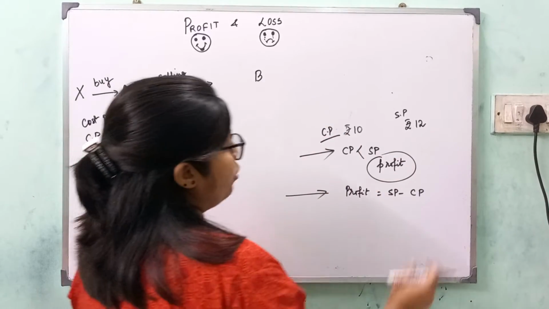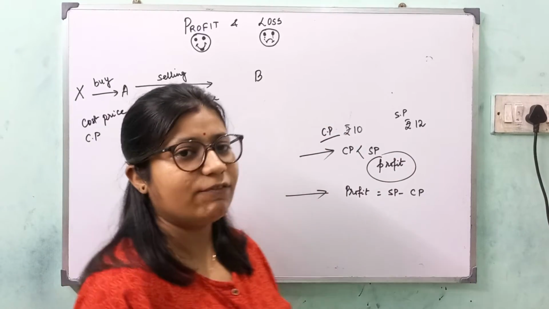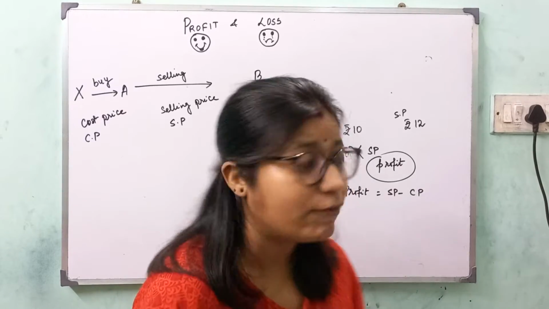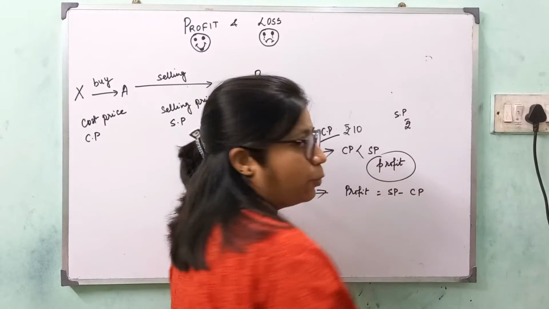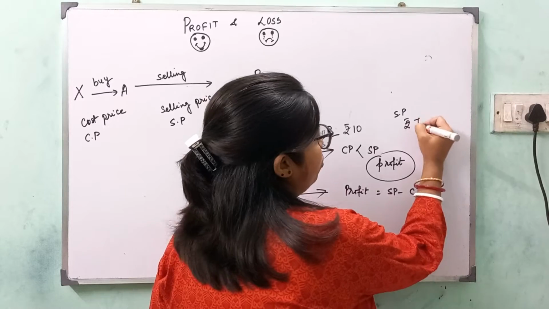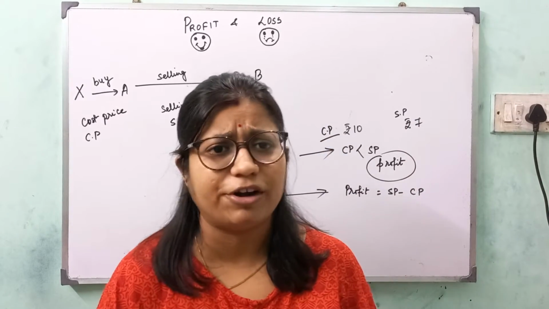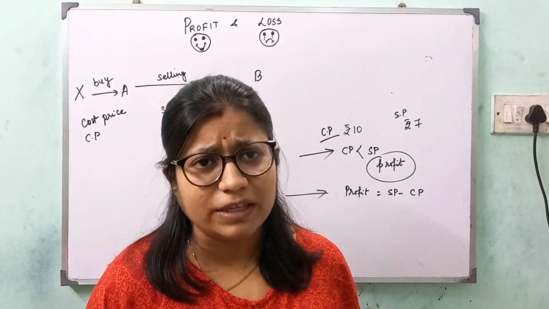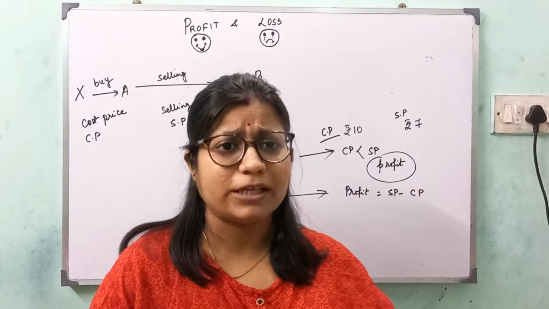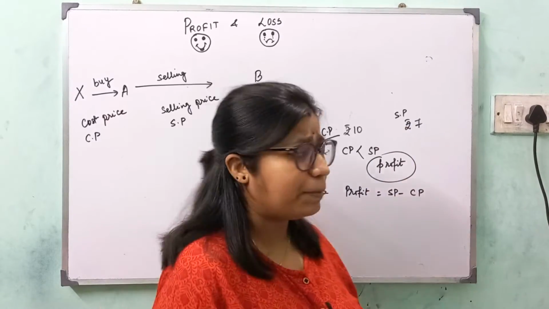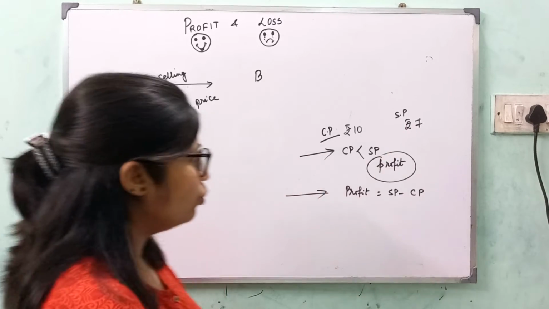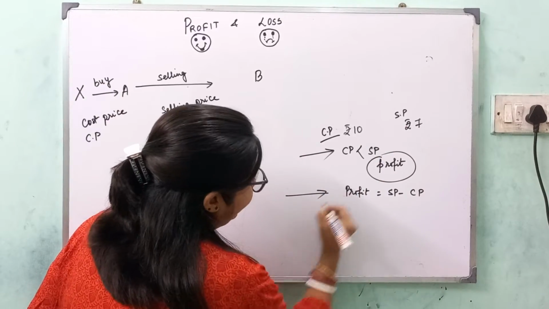Now if in case your friend is wise enough to not buy it from you at rupees 12, but to buy it from you at rupees 7, saying to you that this is an old pen, you have already used it, you have wasted some of the ink, why should I buy it at rupees 12 from you? I'll buy it at rupees 7. Wise enough. So what will you do? You'll have to sell it to your friend.